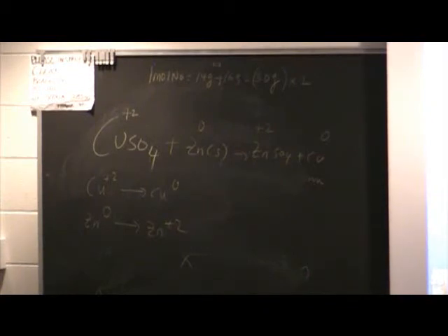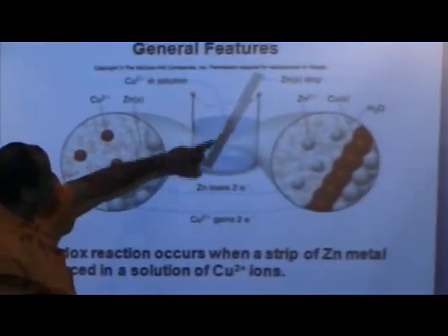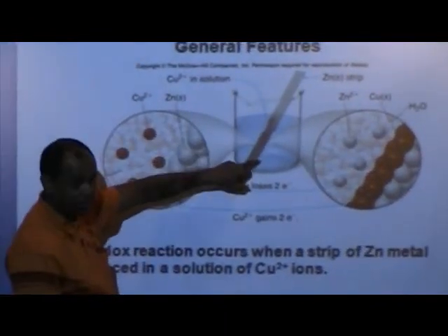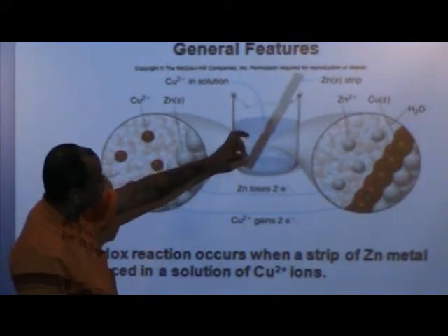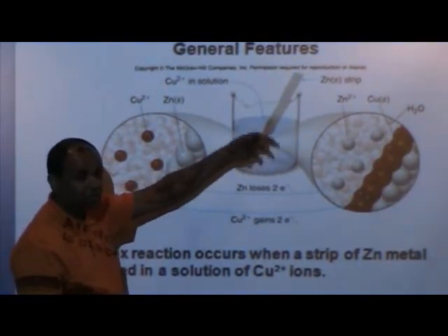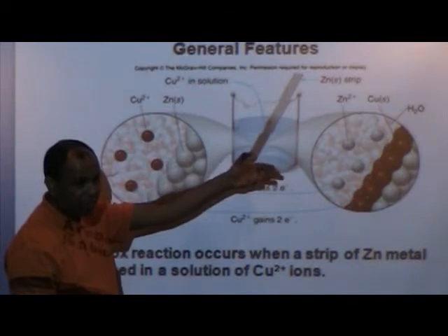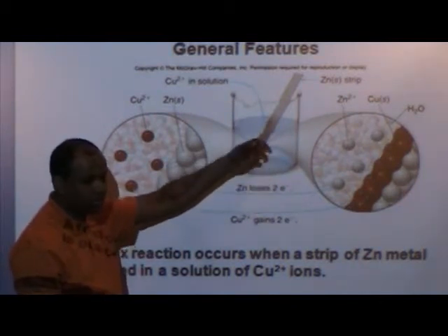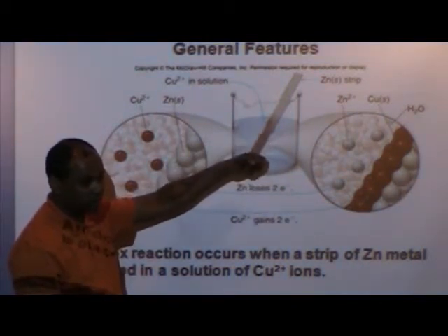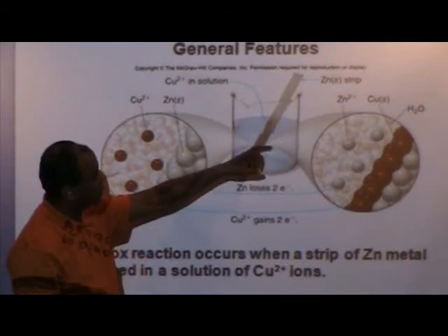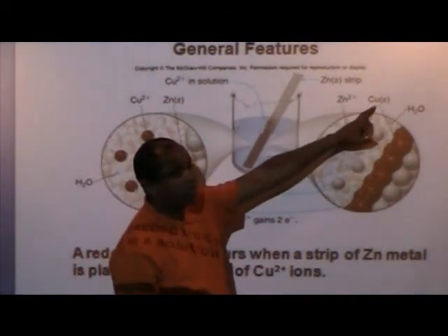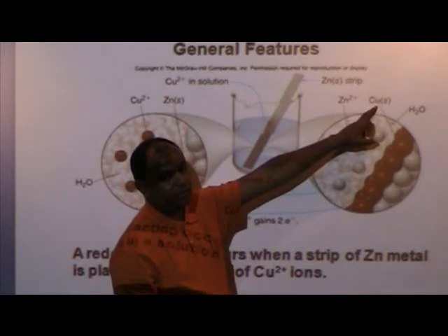I'm just trying to picture this in the form of an equation. In a solution, we have copper +2. When you dip that copper +2 solution in zinc metal, the zinc metal is more reactive than copper, so it removes the copper from the solution, and then the copper is going to be free here.